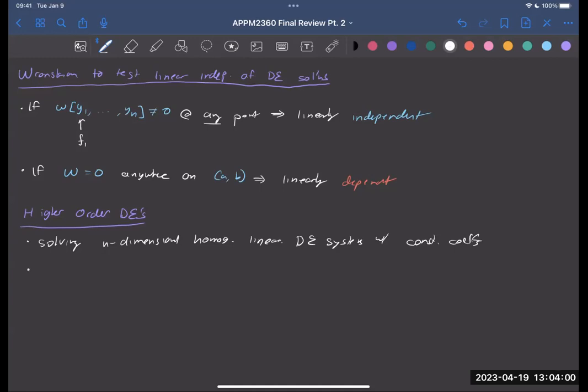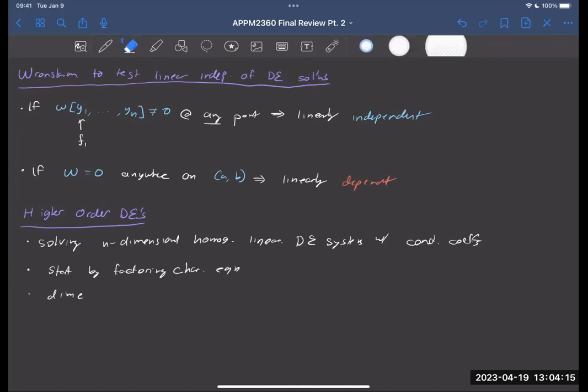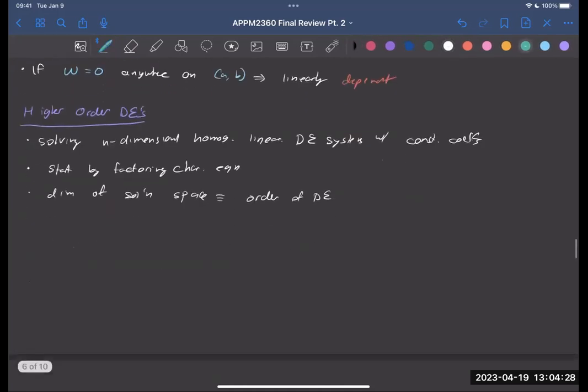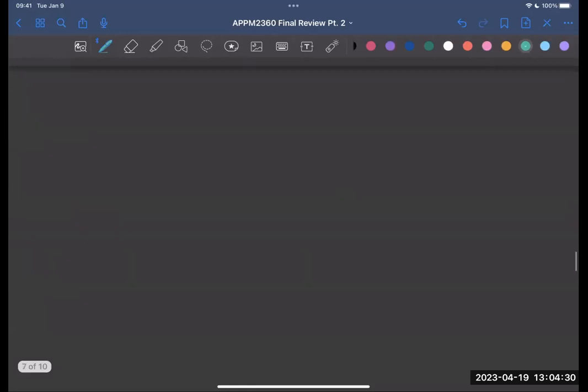The way you're going to want to start this out is by determining the characteristic equation first, and then factoring the characteristic equation. The dimension of your solution space is identical to the order of your differential equation. And once again, I think this is best illustrated with an example. I'll go to the next page for this.